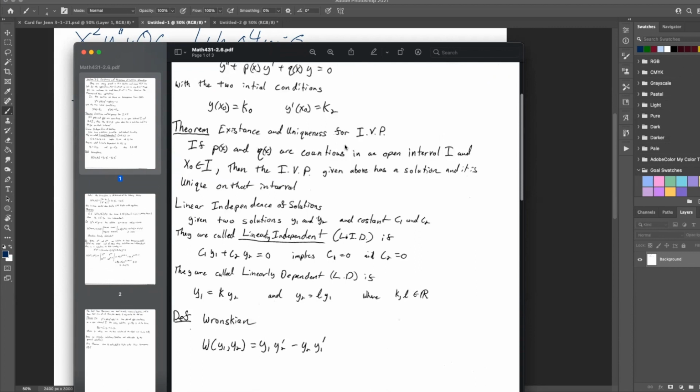Let's talk about what it means to be linearly independent. Linearly independent means that if I add two of them up, then C1 and C2 had to be 0. It's linearly dependent if I can write one as a multiple of another. This is kind of boring for the two-dimensional case. For the two-dimensional case, if one's not a multiple of the other one, it's linearly independent. That's all that's required: one is not a multiple of the other, and 0 is not a solution. It's not a linearly independent solution.